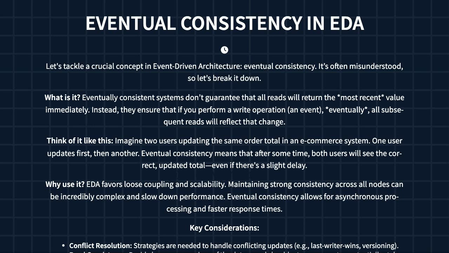Both users will ultimately see the correct amount, but there might be a brief delay. Eventual consistency allows systems to be more scalable and responsive because it avoids having to immediately synchronize all data across every node. It does introduce some complexities, like needing strategies to handle conflicting changes and deciding how many versions of data you'll return when someone reads.